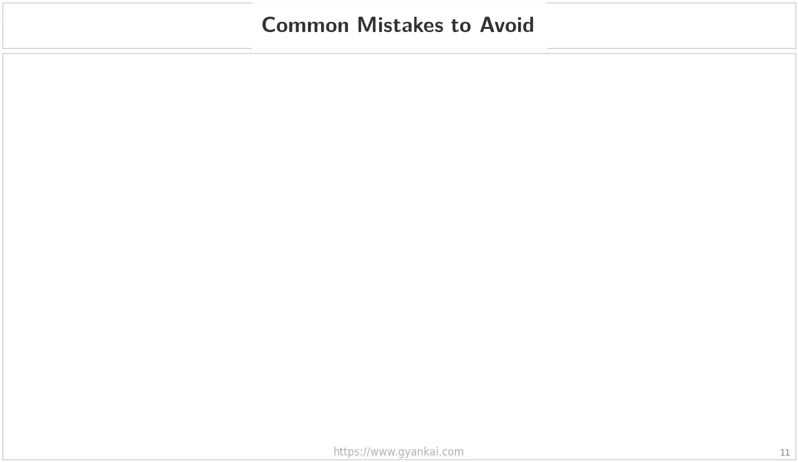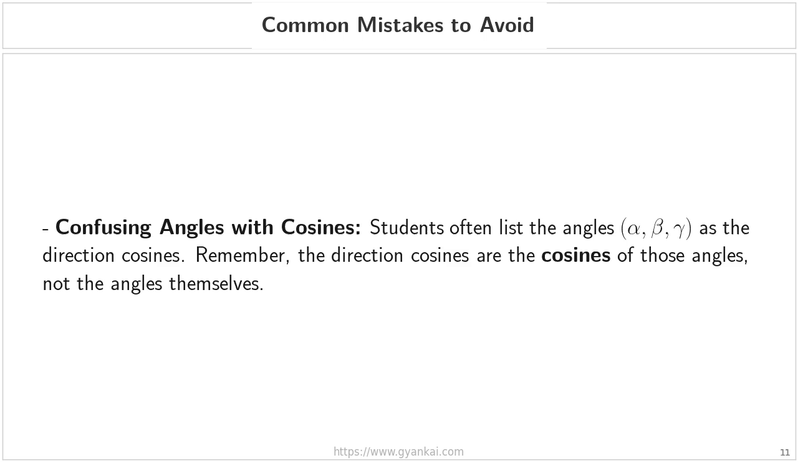Common mistakes to avoid. Now, as we wrap up this lesson, I want to highlight a few common pitfalls. Even if you understand the concept, it is very easy to make small errors that can lead to the wrong answer in an exam. First, be careful not to confuse the angles with the cosines. I have seen many students mistakenly list the angles alpha, beta, and gamma as the direction cosines themselves. Always remember, the direction cosines are the cosines of those angles, not the angles themselves. If you find an angle you aren't finished yet, you must take its cosine to find the actual value of L, M, or N.